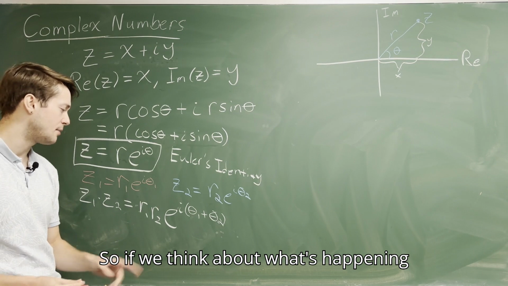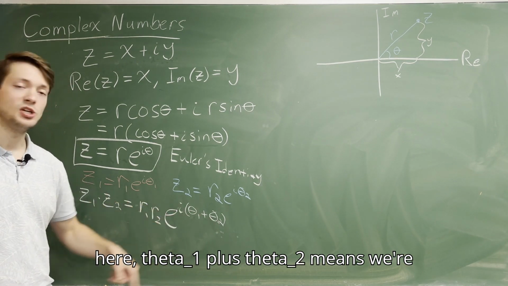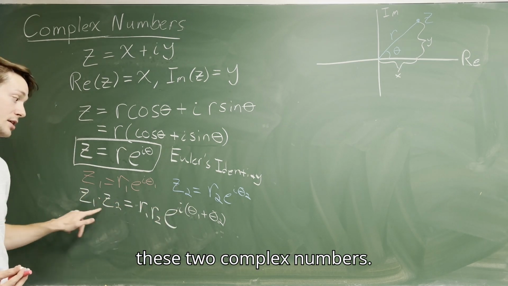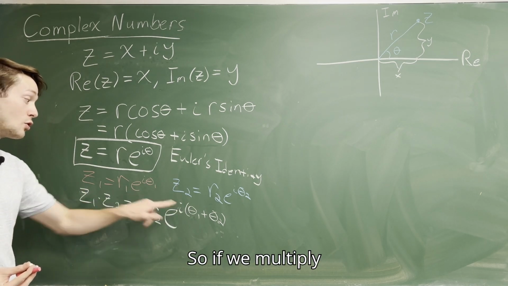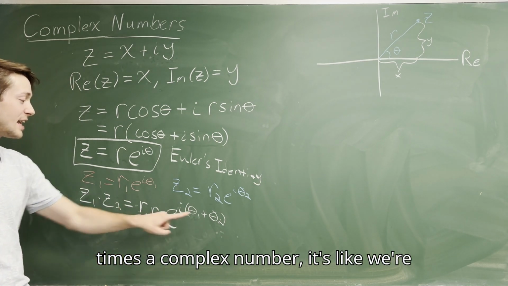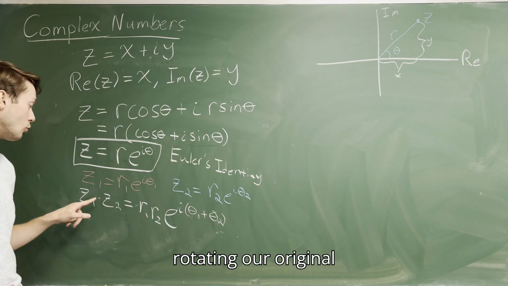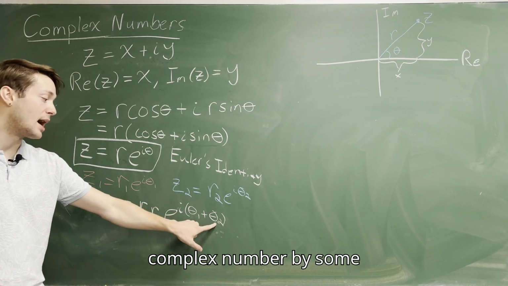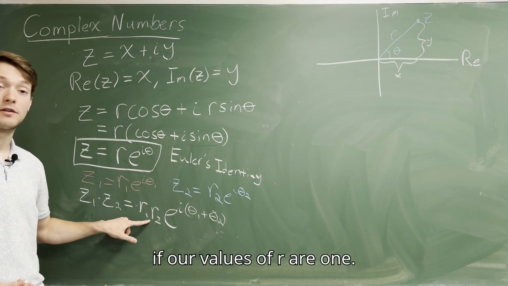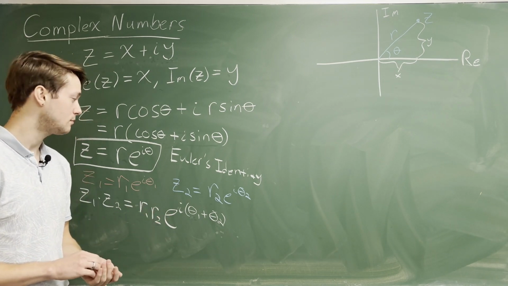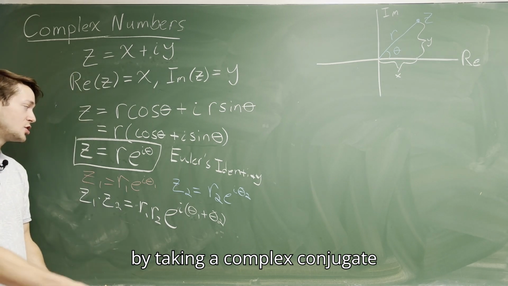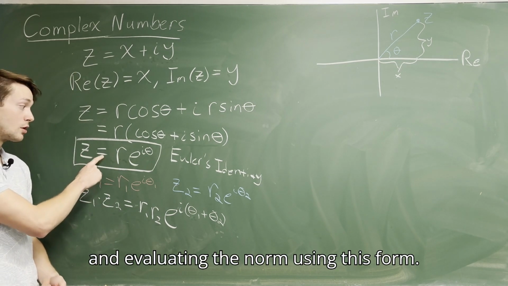So if we think about what's happening here, theta 1 plus theta 2 means we're combining the angles of these two complex numbers. So if we multiply times a complex number, it's like we're rotating our original complex number by some new angle, especially if our values of r are 1. So we'll go ahead and see how this works by taking a complex conjugate and evaluating the norm using this form.